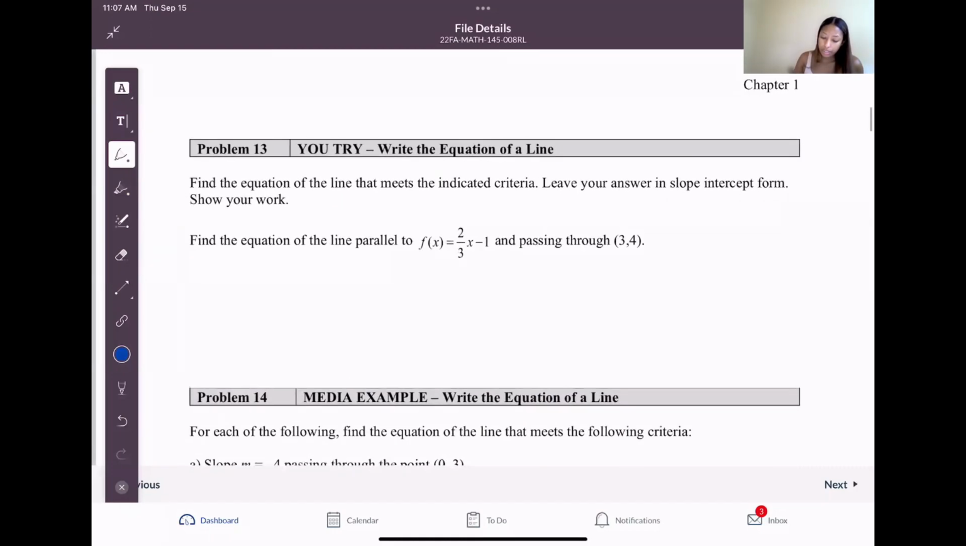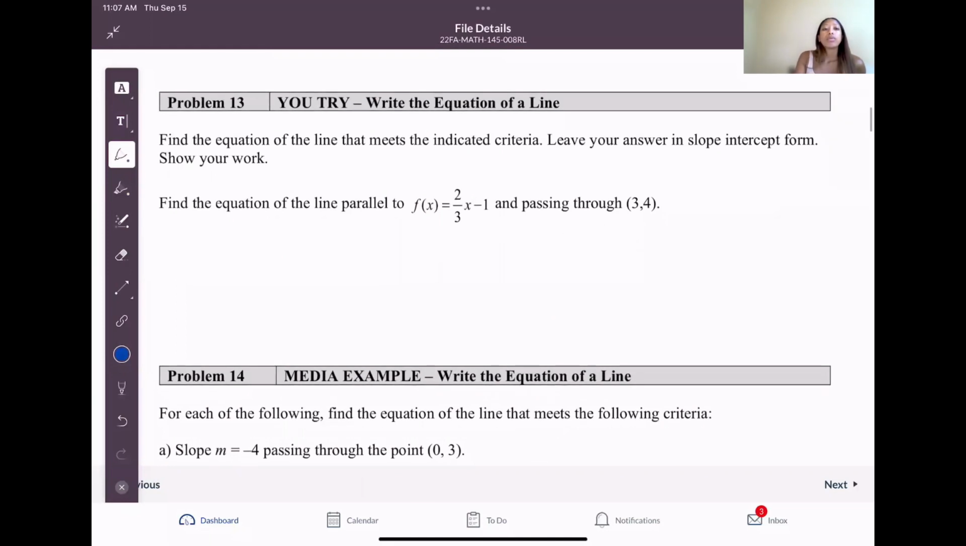Let's look at number 13. It's a Try It. We're asked to find the equation of a line that meets the indicated criteria and leave our answer in slope-intercept form. So if we have two lines that have the same slope, those two lines are parallel lines. So parallel lines have the same slope.